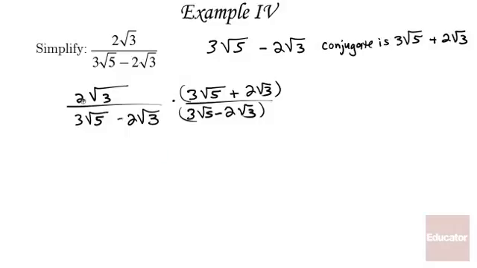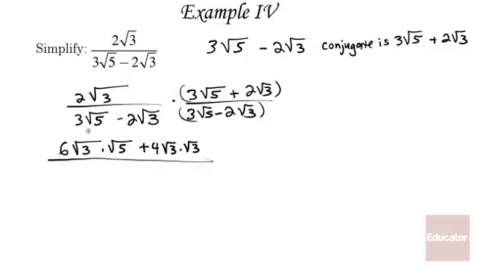First, looking at the numerator. 2 radical 3 times 3 radical 5. 2 times 3 is 6. Radical 3 times radical 5. Plus 2 times 2 is 4. Square root of 3 times the square root of 3.